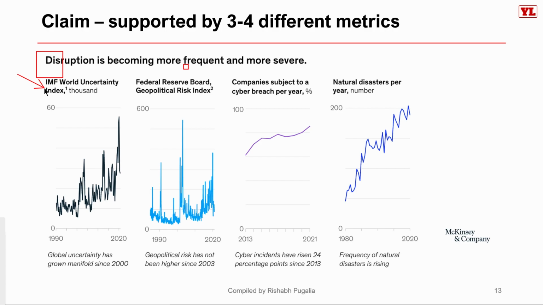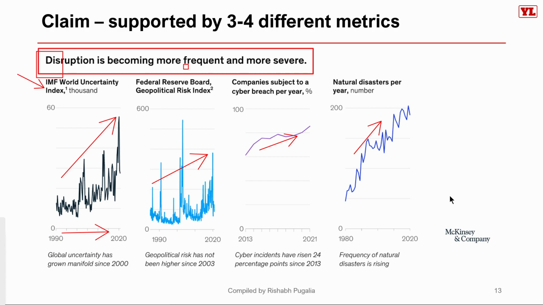World Uncertainty Index. It's showing towards on the upper side as the timeline goes ahead. Similarly, there is something called Geopolitical Risk Index, and that also I can see an uptick over the period of time. Companies subject to cyber breach per year, natural disasters per year. So the chart remains very simple. It's just a line chart for 4 different data points. However, when you put all of them together in a single slide, the claim that you're trying to make sounds so convincing. For example, disruption is becoming more frequent and more severe.